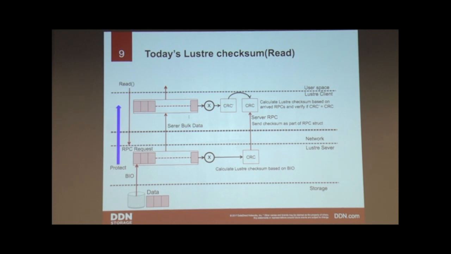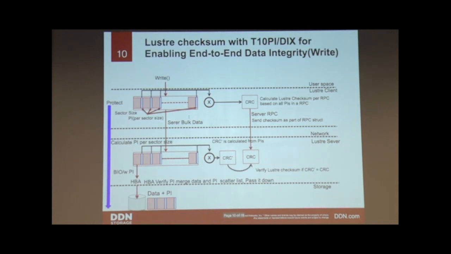So we have protection of data between the server and the client, but again, this is still only between the server and the client. So what is the change after the T10-PI to support the Lustre checksum? We want to keep the current Lustre checksum mechanism, but we added another checksum for T10-PI.